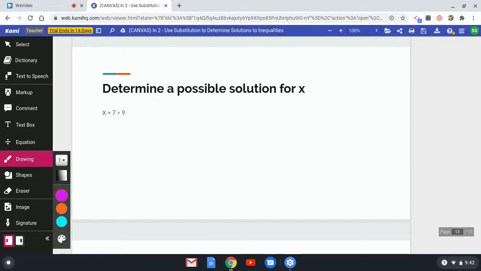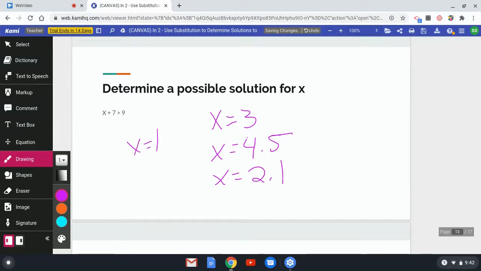Does it say it could be equal to 9? So it's got to be bigger than 2. So x could equal 3. X could equal what? 4.5. X could equal 2.1. X could equal, this is a sixth grader's favorite, 10 or 100 or 1,000. You could check that to see. Anything basically bigger than 2 would make this equation or inequality true. Haha, that was a rhyme.